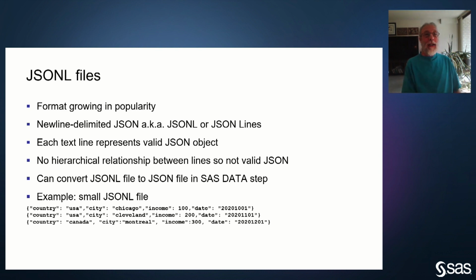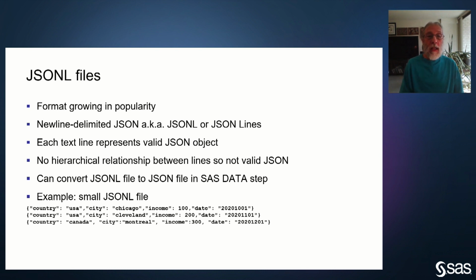What's a JSON L file? A JSON L file, that's a relatively new format. It stands for JSON L or JSON lines. And what it means, as shown at the example at the bottom, is that each text line is a valid JSON object, but they're not connected to each other. So even though each individual line is a valid JSON file, the actual overall file isn't a valid JSON file.